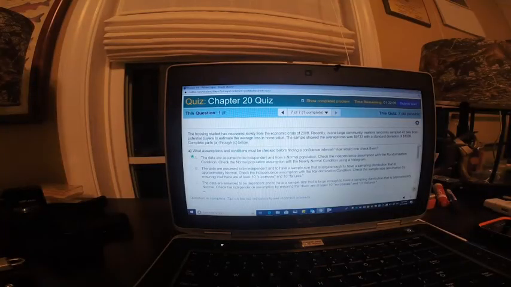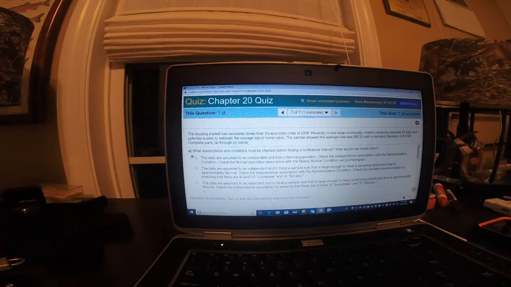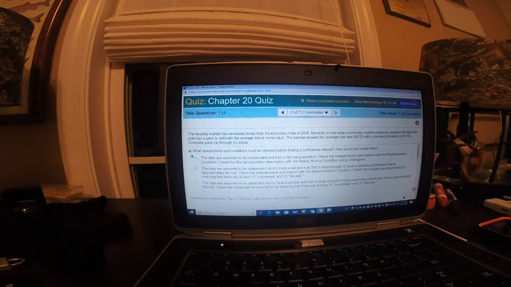The last question of the Chapter 20 quiz says the housing market has recovered slowly from the economic crisis of 2008. Recently, in one large community, realtors randomly sampled 42 bids from potential buyers to estimate the average loss in home value. The sample showed the average loss was $9,733 with a standard deviation of $339. Complete parts A through C below.